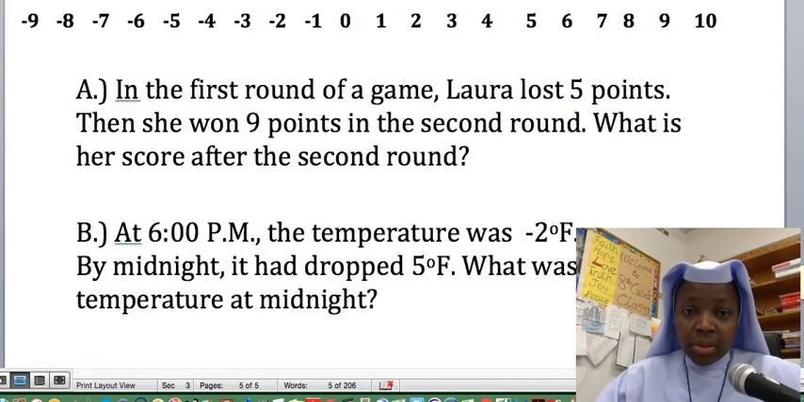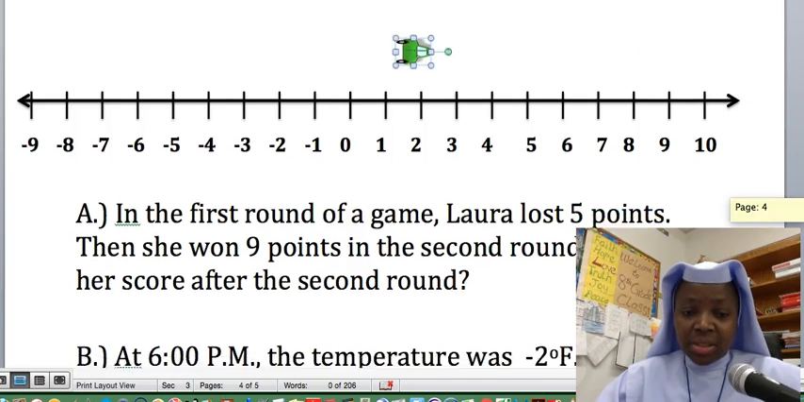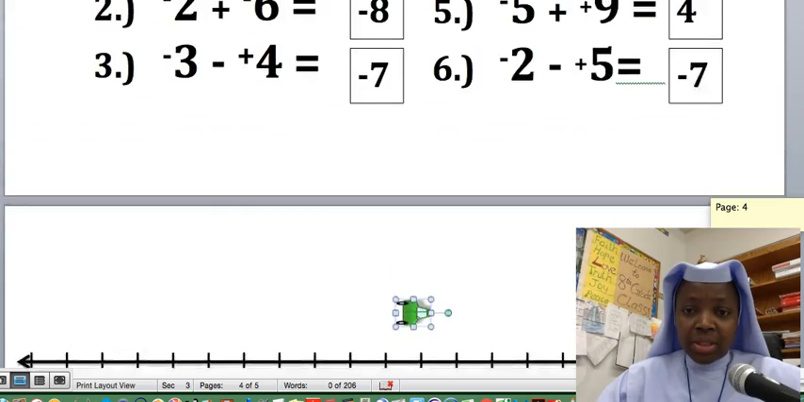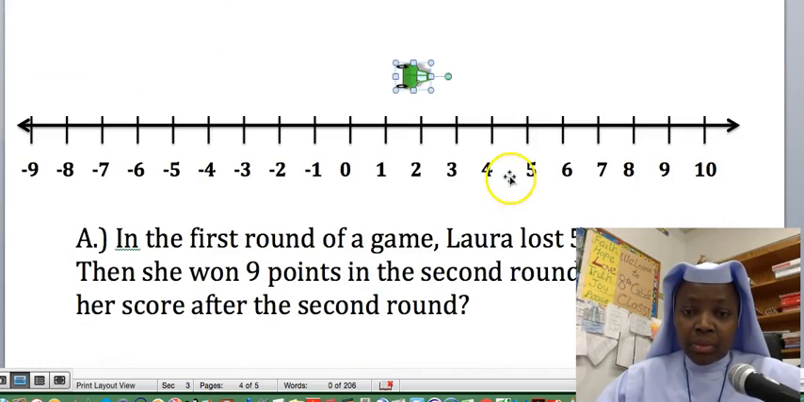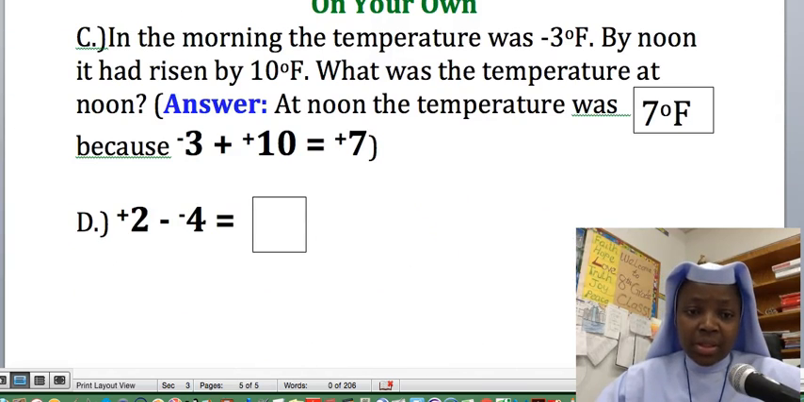Okay, 2 steps forward. Okay, let's turn this. 2 steps forward, 0, 1, 2, reverse, and 4 steps backward. So 0, 1, 2, 3, 4. Okay, so that gets us to +6.